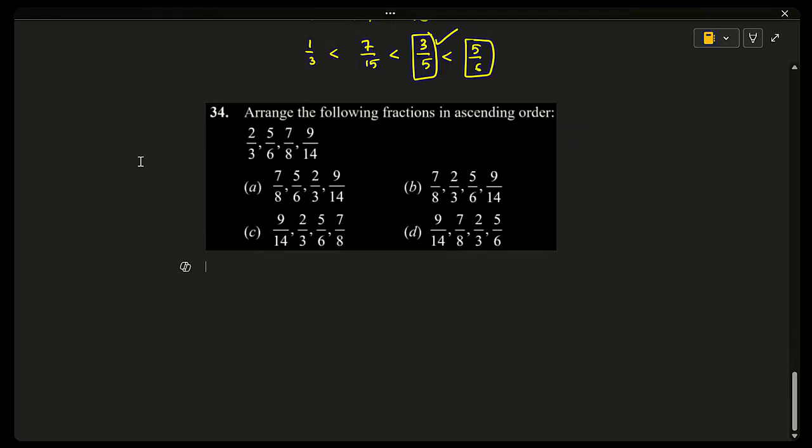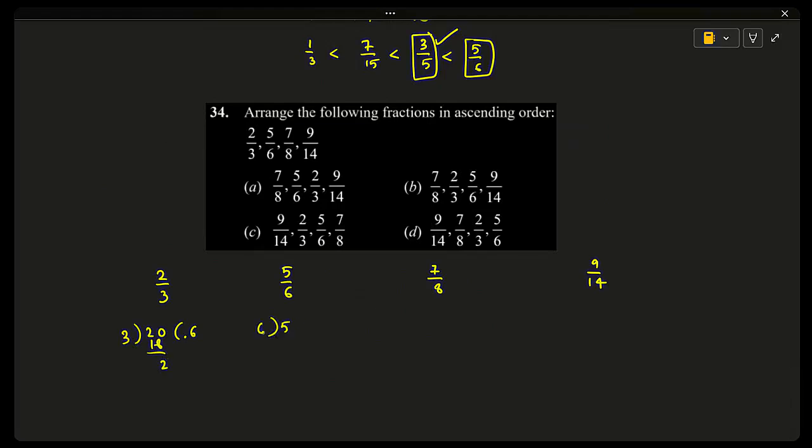34th one. Arrange the following fractions in ascending order. A similar type of question, but here also let's try to use converting into decimal. So let me write the fractions: 2 by 3, 5 by 6, 7 by 8, and 9 by 14. Divide 2 by 3. Use decimal, you'll get 0.6, since 3 6s are 18, remainder 2. If it is really required, then only we go to hundredths place, otherwise tenths place is sufficient.